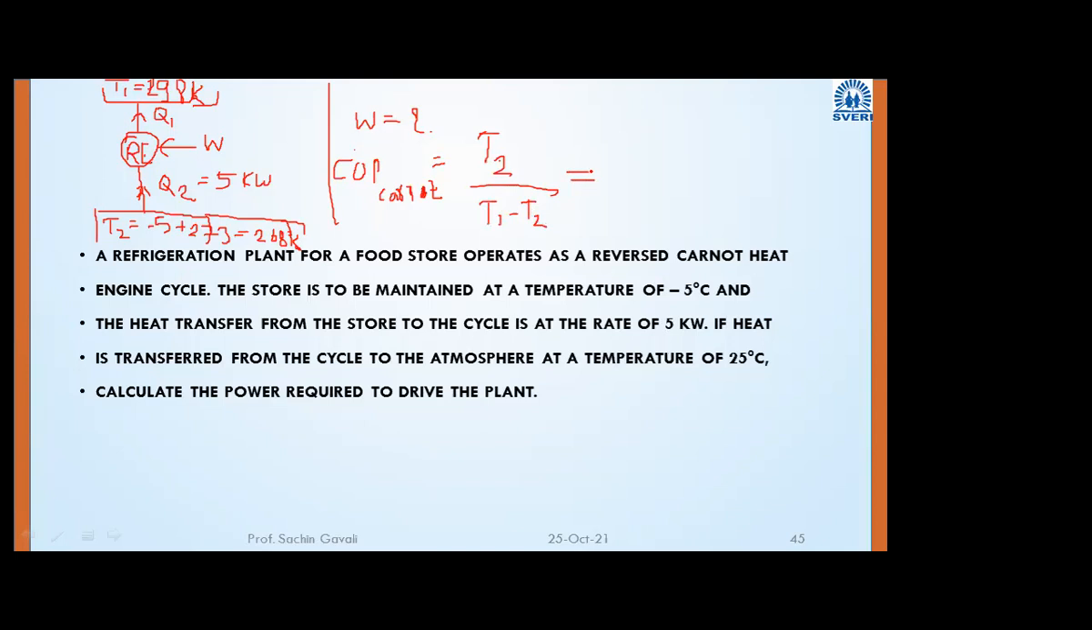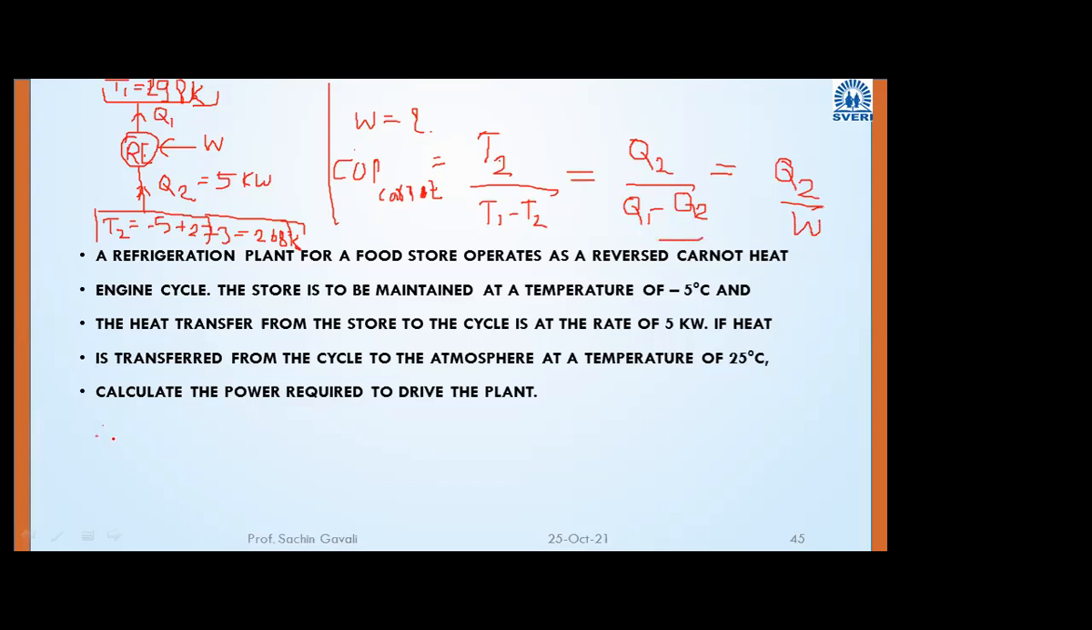But as it is also a general refrigerator, and a general refrigerator is also a function of heat transfer, therefore it is equal to Q2 divided by Q1 minus Q2, and that is equal to Q2 divided by W, because Q1 minus Q2 is equal to W, and this they asked.